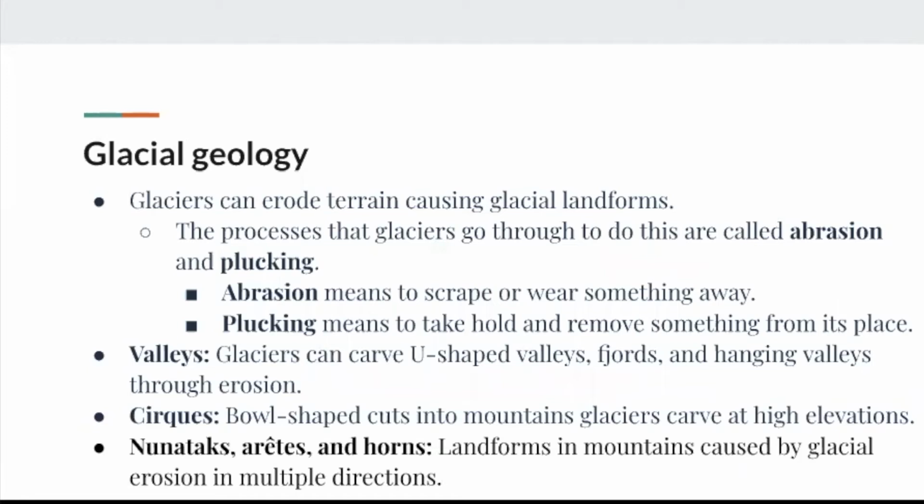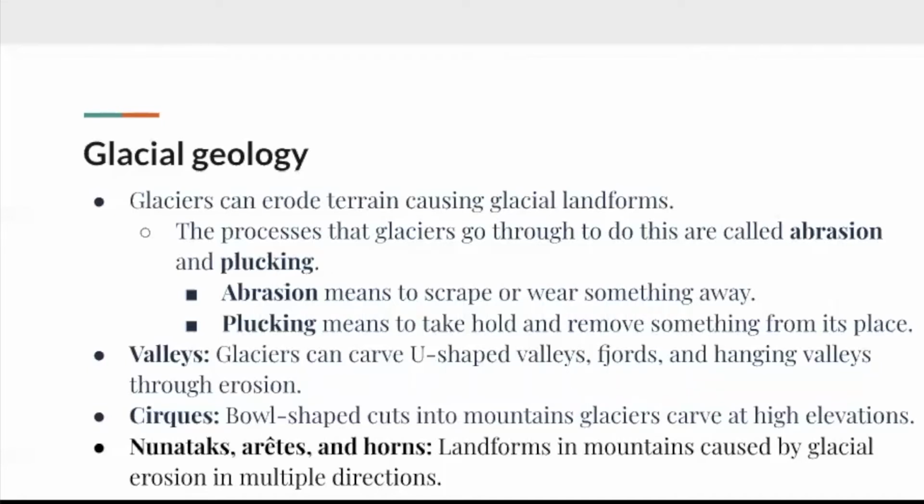So, glaciers and how they affect geology. Glaciers can erode terrain and cause glacial landforms. The processes that glaciers go through to do this are called abrasion and plucking. Abrasion means to scrape or wear something away. An example of this is scraping your arm. If you scrape your arm, it takes some skin away and you have a little bit less skin cells.